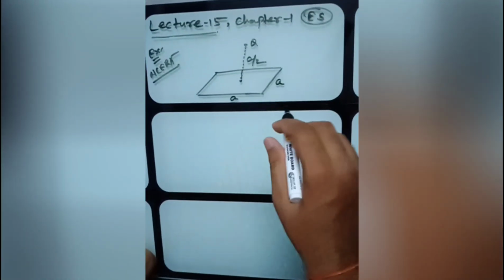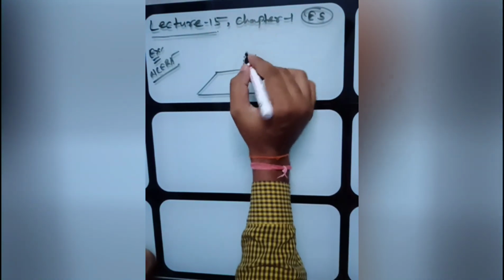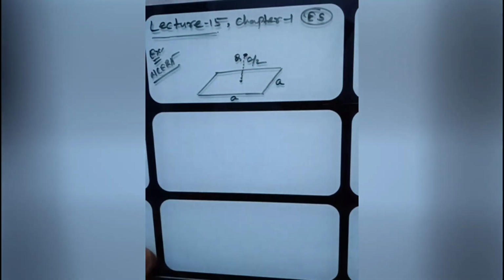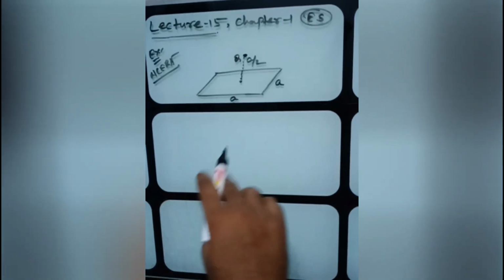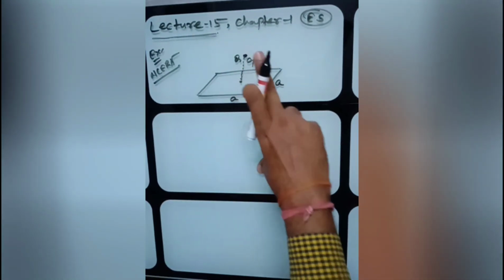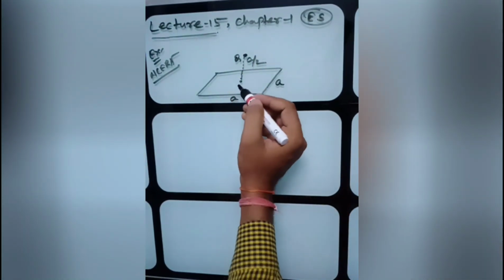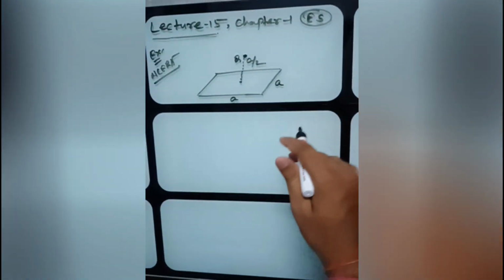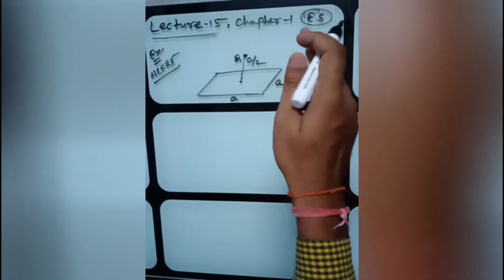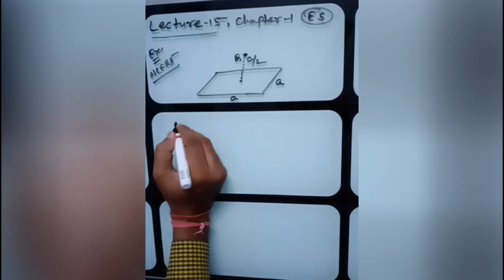Now, how will you solve this question? You have to find the flux. Here the charge is placed a by 2 above the center of this square plate. I'm giving you a few minutes. Pause the video and try to solve. Now the answer, student.